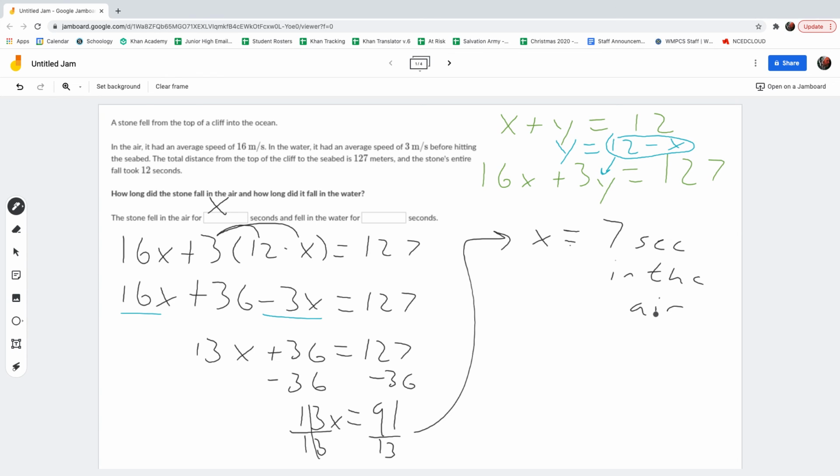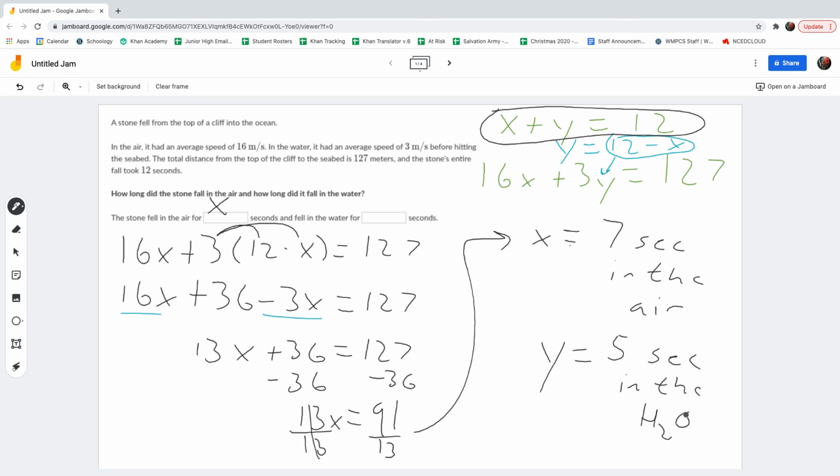Well, if we know how long it fell in the air, we also need to find out how long it fell in the water. Well, remember, back at the very beginning, we determined that it took a total of 12 seconds. So we can plug 7 in the place of our x, or simply solve, and we realize this, that our y is going to be 5 seconds. So it was 5 seconds in the water. And I'm lazy, and I'm going to write H2O.